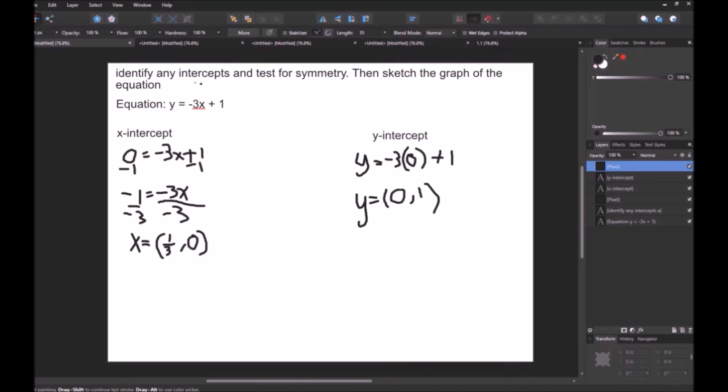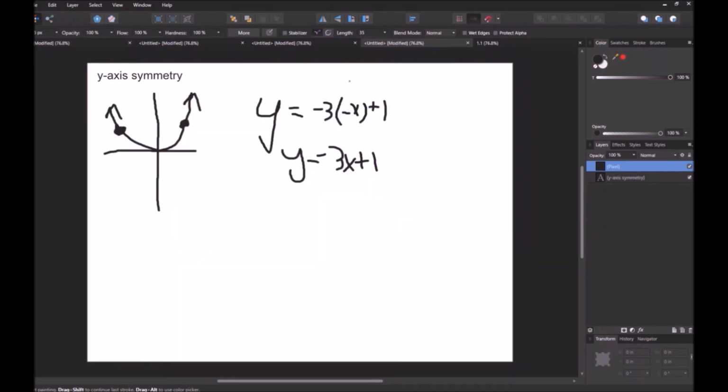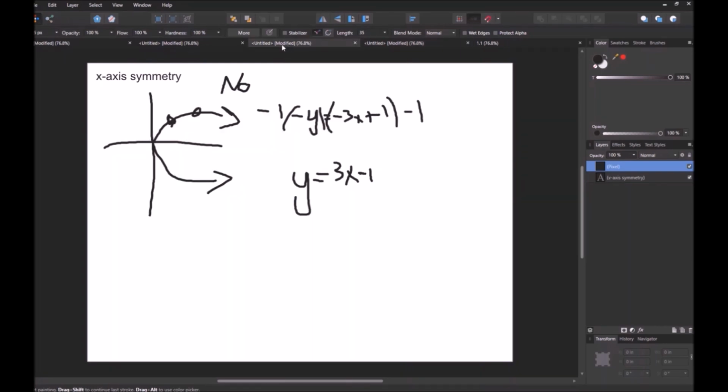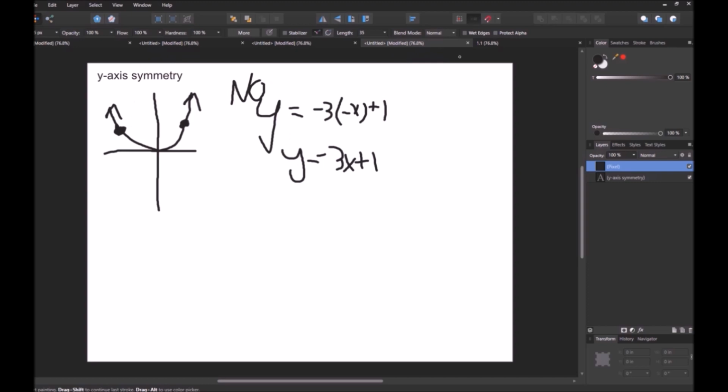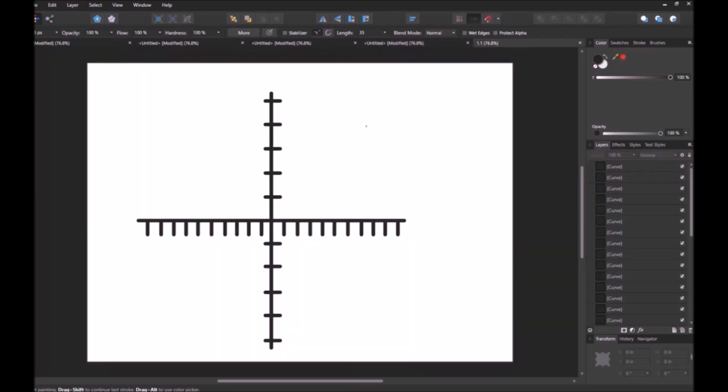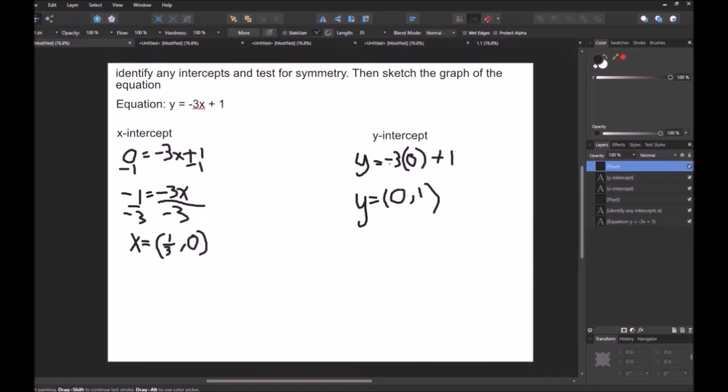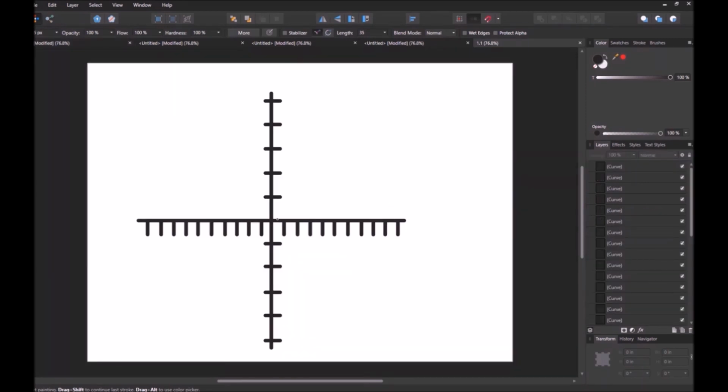And we can see that that's not the same as the original equation, meaning that this does not have y-axis symmetry. So it doesn't have any symmetry as far as we can tell at this point. Now we have to sketch the graph. So we said that the x-intercept was at 1/3, 0. So we can put that down right here.